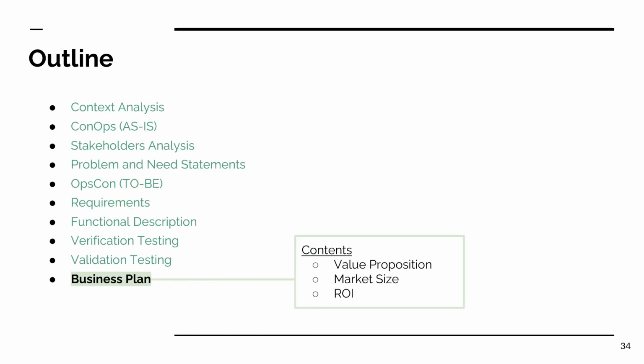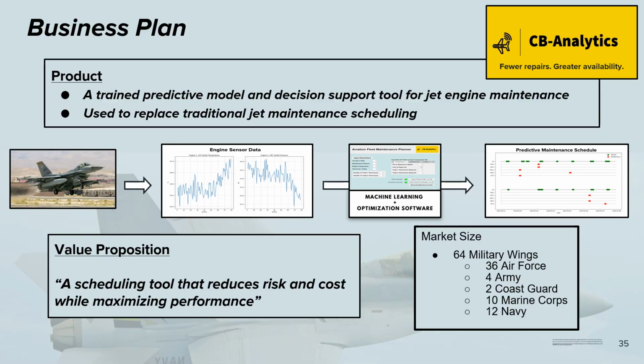Lastly, moving on to our business plan. Our product is a trained predictive model and decision support tool for jet engine maintenance, used to replace traditional jet maintenance scheduling, and will be marketed to the 64 military wings.